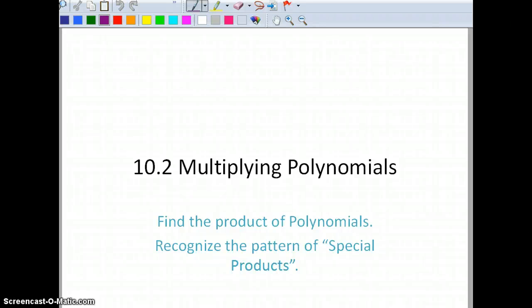Okay, this is section 10.2, and we're going to be multiplying polynomials. We're also going to be doing 10.3 in this lesson, and we're going to be looking at some special products as well.